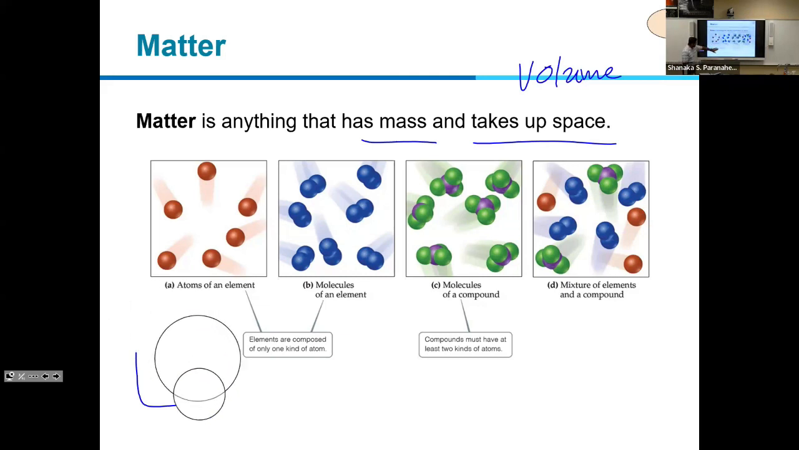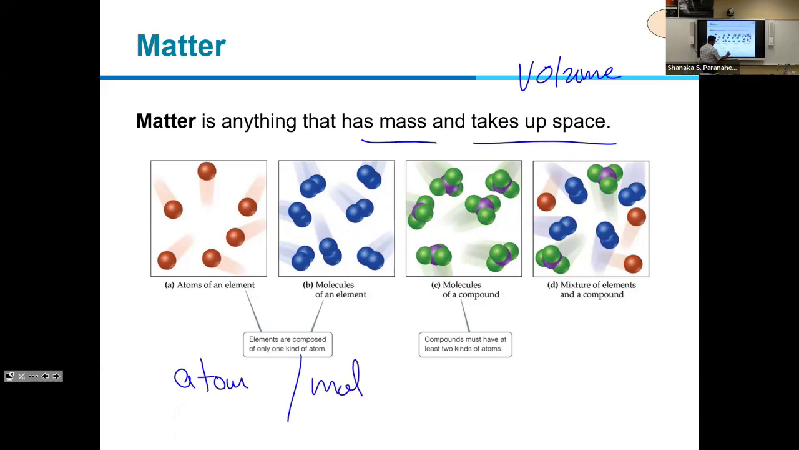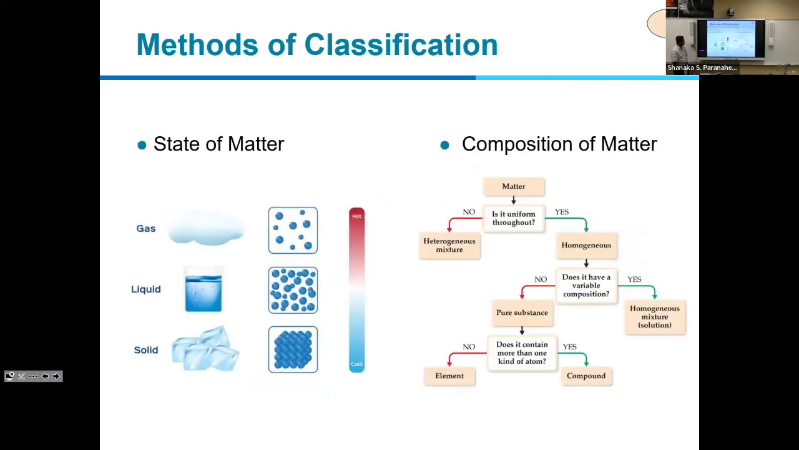So there are different types of matter. The tiniest particle of matter is going to be the atom or molecule. So every matter is made of tiny particles, and those are called atoms or molecules. There are different types of matter based on the composition, and we are going to talk about that later.